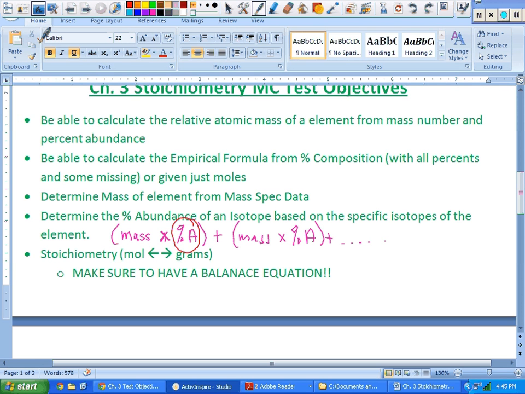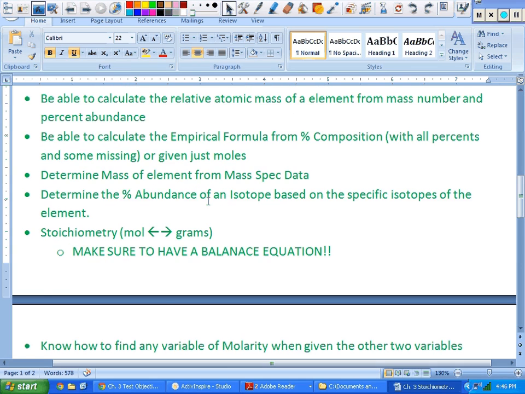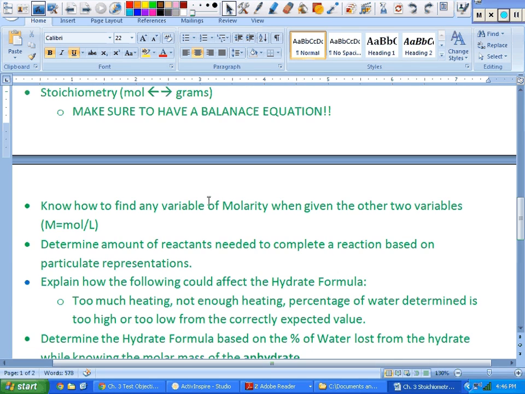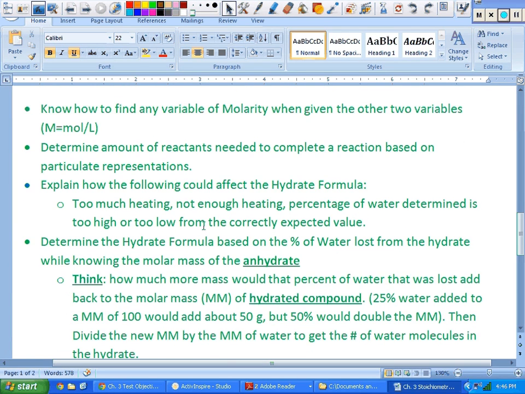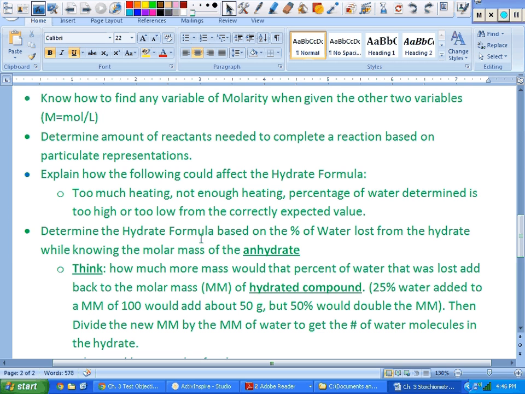Know how to find any variable of molarity when given the other two. Again, if you want help with this one, the way that you can do this is the triangle. Remember, molarity equals moles over liters. Guys, that's going to help you. What if they give you grams and volume? What do you have to do before you find molarity? Convert it to moles first.